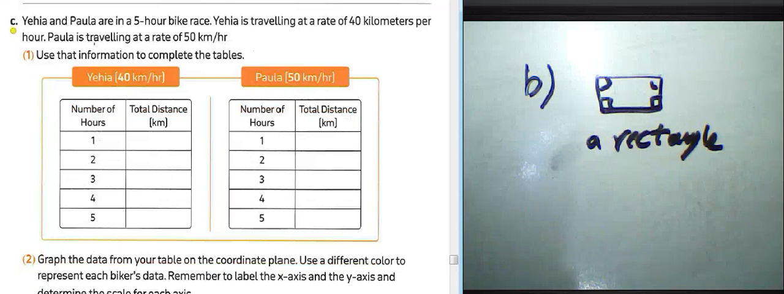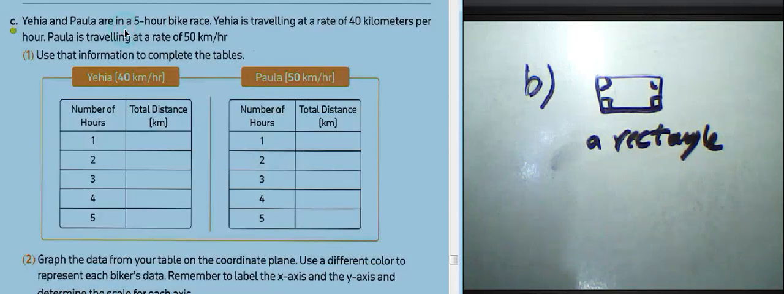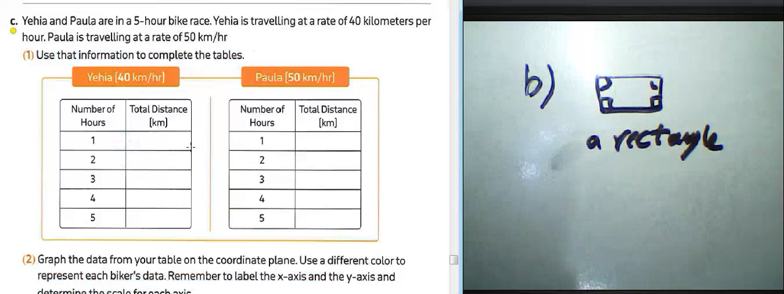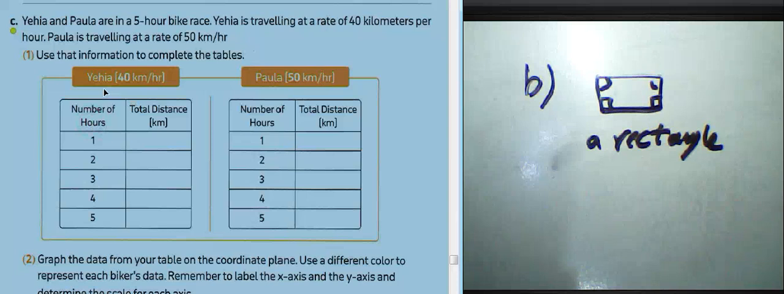Question letter C. Yahya and Paula are in a 5-hour bike race. Yahya is traveling at a rate of 40 km per hour. Paula is traveling at a rate of 50 km per hour. Use the information to complete the table. Here we can find the number of hours for Yahya. Here 5 hours. Yahya 40 km per hour. So I will draw the table here and find the result.